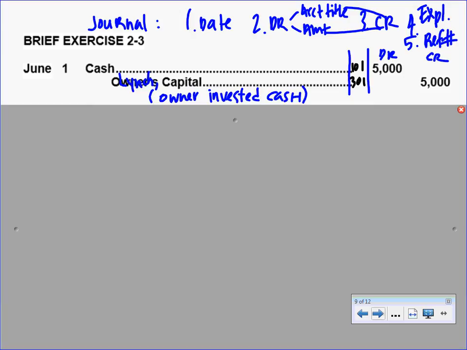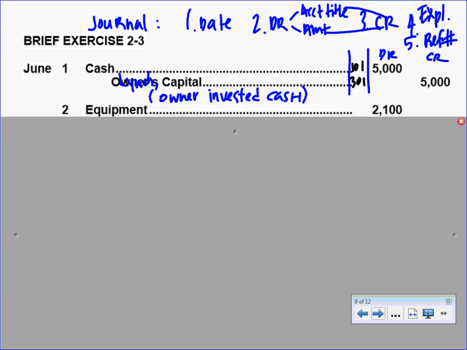What's going on June 3rd? What did we buy? Okay, so if we bought equipment, is that an asset, liability, or owner's equity? It's an asset. If we bought it, is that asset going up? So there's your debit. Equipment of $2,100. Tell me again, why are we debiting that?